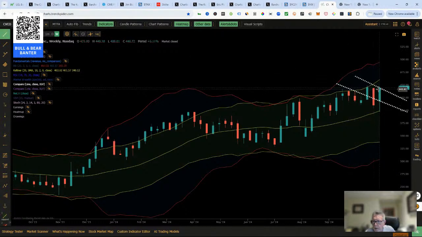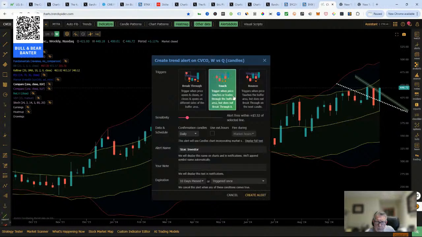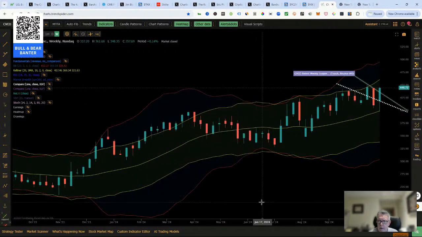I goofed up there. I didn't want to delete that. I wanted to create an alert. Touch, bounce, leave a little bit of sensitivity. There we go. I like this chart. CVCO, retest, weekly support. And we'll keep this active for 18 days will do.